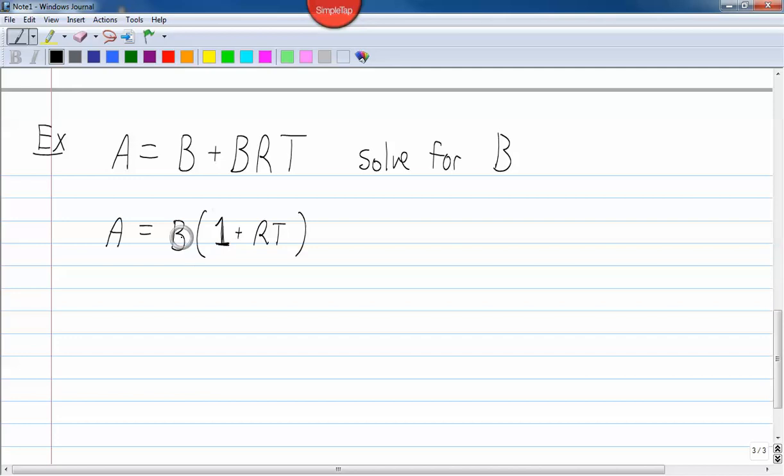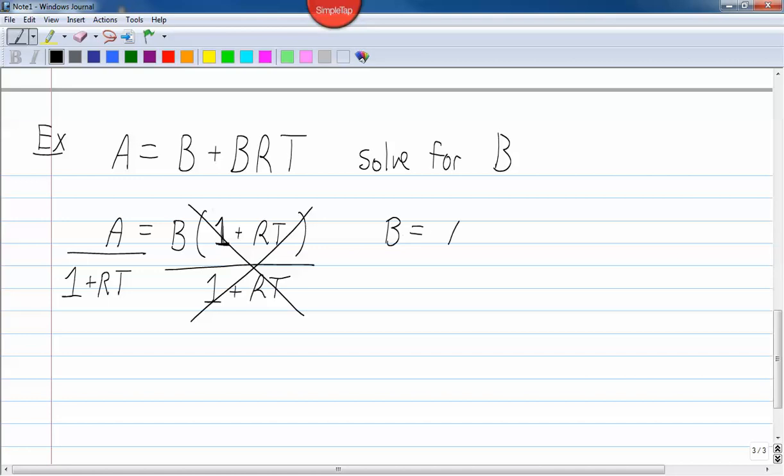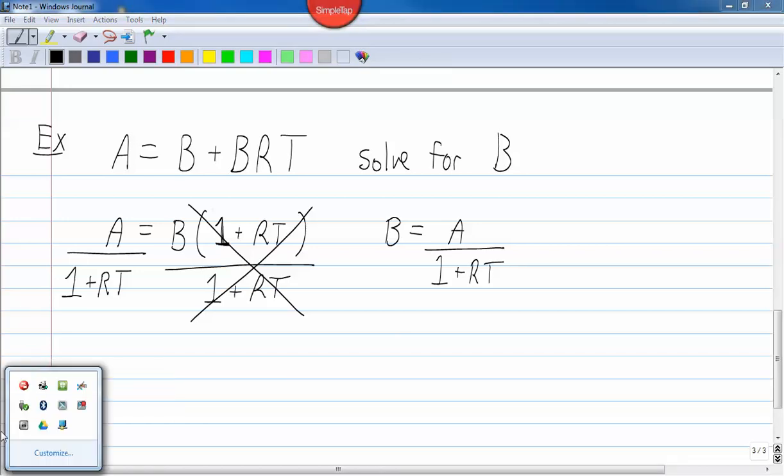Now, to get B by itself, since I'm multiplying this B times that, you have to divide both sides by 1 plus RT. And this one will cancel out. So my answer is B equals A over 1 plus RT. And that finishes up our word problems.